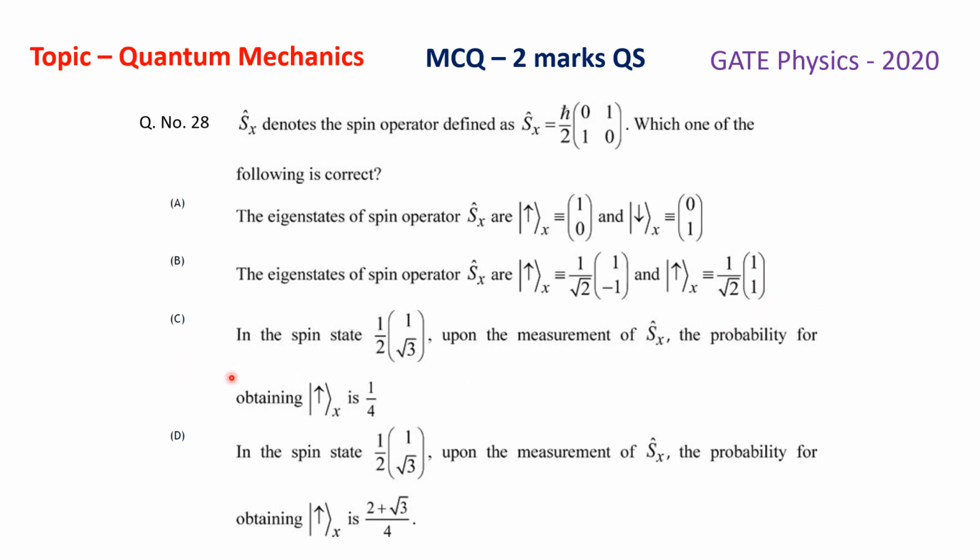Option C, in the spin state 1 by 2 times the matrix 1, root 3, upon the measurement of Sx cap, the probability for obtaining up spin is 1 by 4. And the last option, option D, in the spin state 1 by 2 times the matrix 1, root 3, upon the measurement of Sx cap, the probability for obtaining the up spin is 2 plus root 3 divided by 4. So among the four options, we have to choose the correct one. Let us see how to solve this problem.